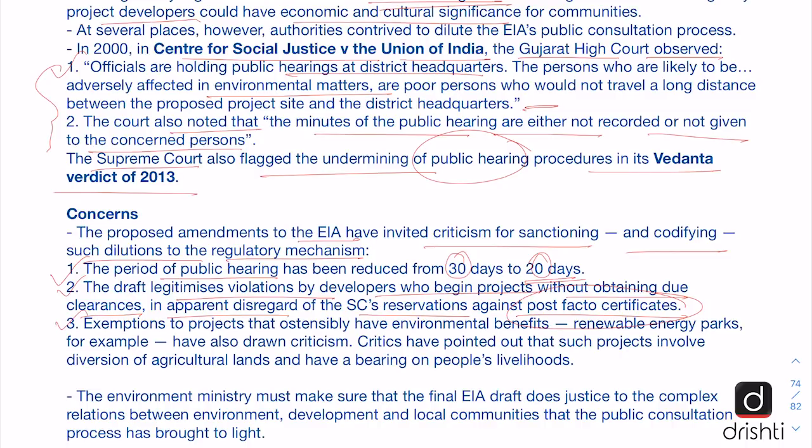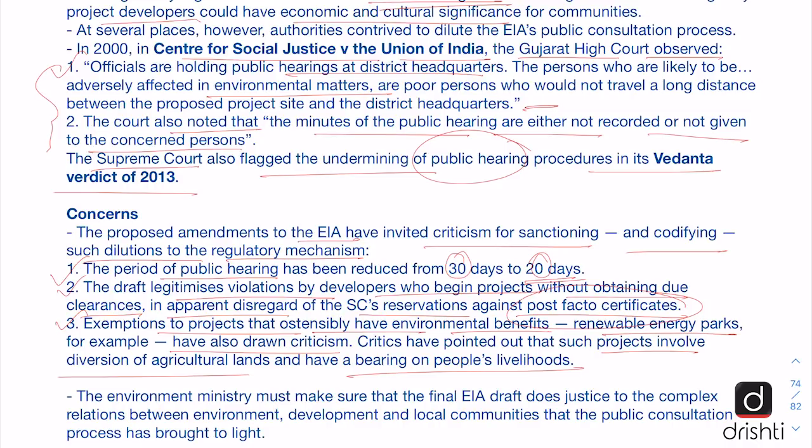Thirdly, the exemptions to projects that ostensibly have environmental benefits, like renewable energy parks, etc., have also drawn criticism, as critics have pointed out that such projects also involve diversion of agricultural lands and have a bearing on people's livelihoods. So it is not that a project which seems to be environment friendly should not be made to undergo the EIA process, as they can also have some negative consequences that need to be addressed at the initial stage itself.